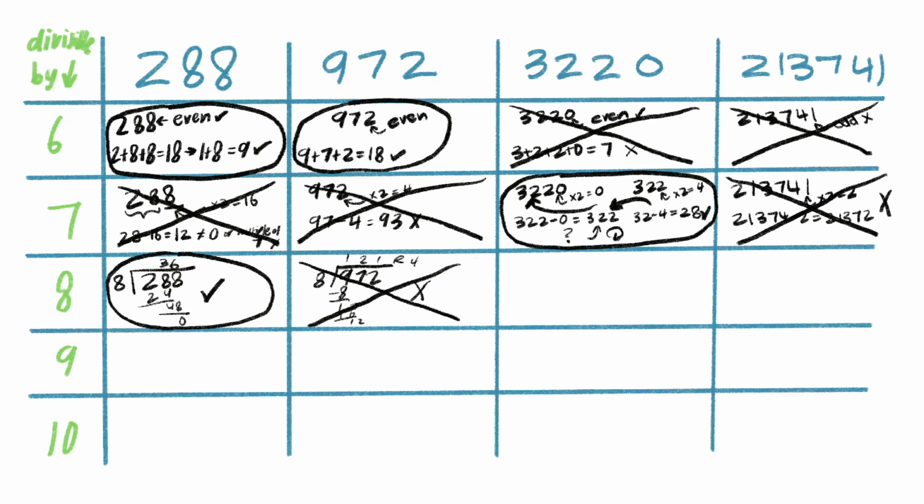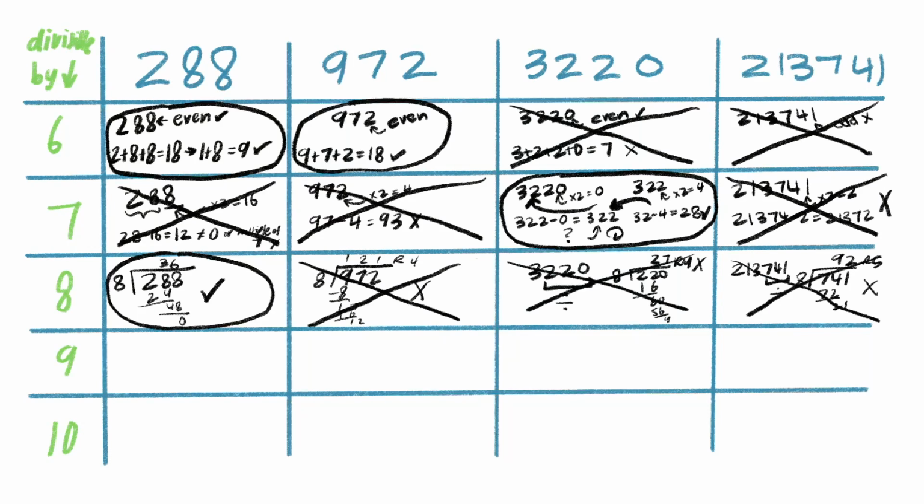However, for longer numbers like 3,220 and 213,741, we can simplify the problem by only worrying about these 3 digits at the end, and just long divide that instead of the entire numbers. After doing this, we come to the conclusion that 288 is divisible by 8, while 972, 3,220, and 213,741 are not.